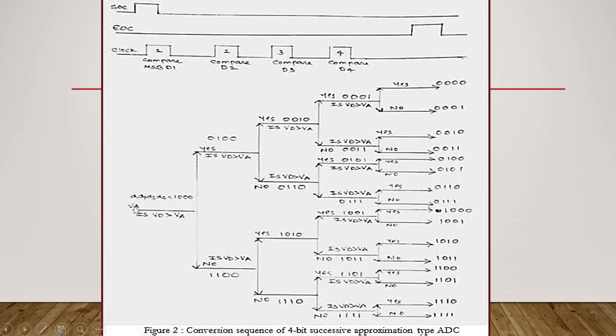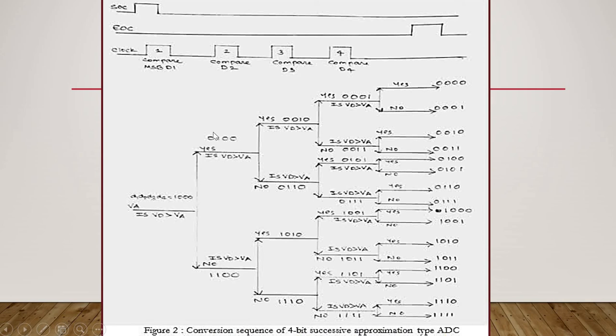So 8. Now this is nothing but the analog equivalent, that is, the output of the DAC is nothing but 8 now. So VD will be compared with your VA. If VD is greater than VA, sorry, this is VD, that is compared with your VA. Now VD is greater than VA, the digital output is greater than VA, what is going to happen? The output of the comparator will be low.